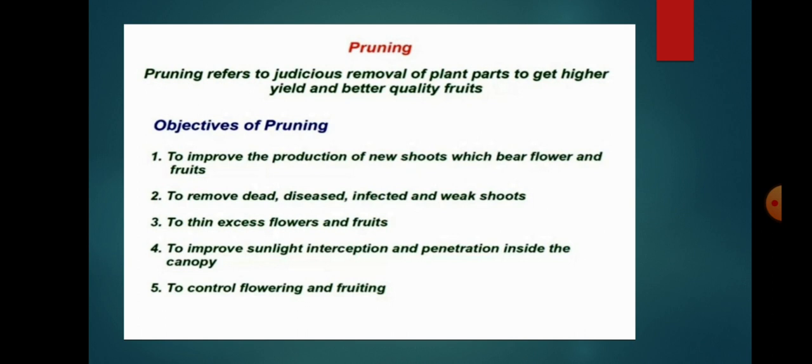Next, objectives of pruning, which means why it is done. Why is pruning needed? To improve the production of new shoots which bear flowers and fruits.